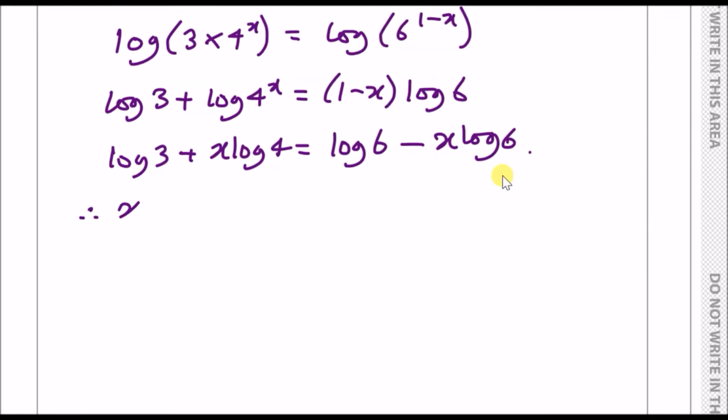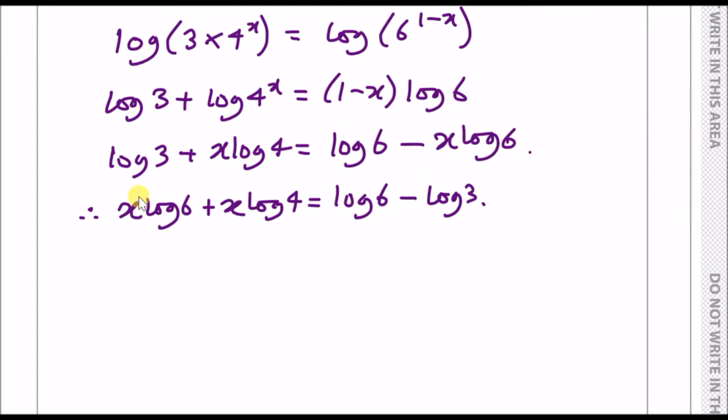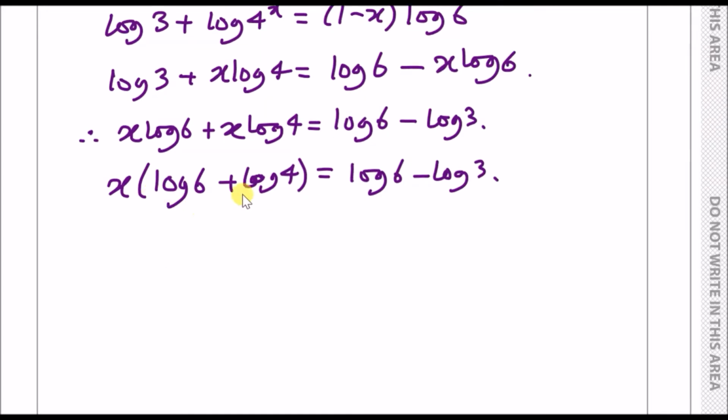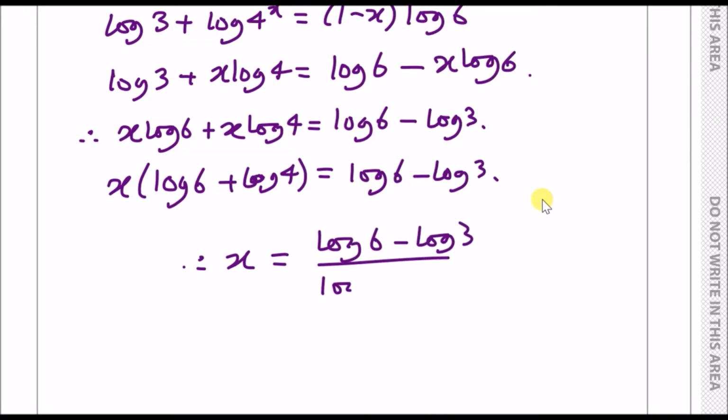So this means you're going to get x log 6 plus x log 4, and on the right, you now have log 6 minus log 3. Okay. So on the left hand side, we can now isolate the x by factorizing it out here. And inside the bracket, you're going to have log 6 plus log 4, which is now going to equal log 6 minus log 3. And finally, one more step, you can now just divide this bracket across here, and you're going to be given x equals log 6 minus log 3 all over log 6 plus log 4.